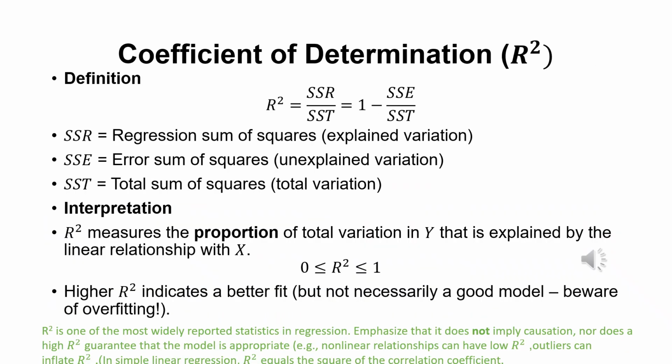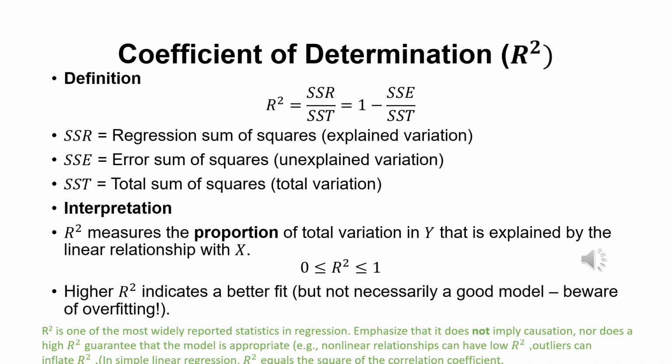Now we come to a very practical measure of how well our regression line fits the data. The coefficient of determination, denoted as R squared. R squared tells us the proportion of the total variation in the response variable y that is explained by its linear relationship with the predictor x. It is calculated as R squared equals SSR over SST, which equals 1 minus SSE over SST. SSR is the explained sum of squares, SST is the total sum of squares.